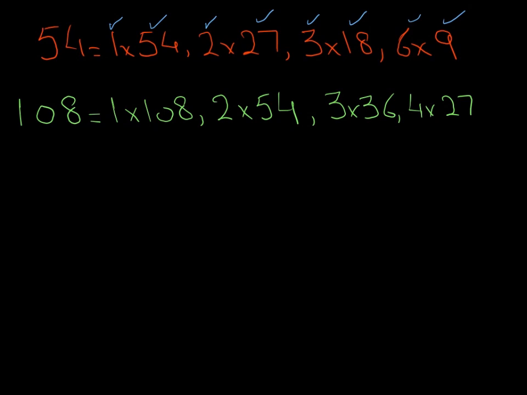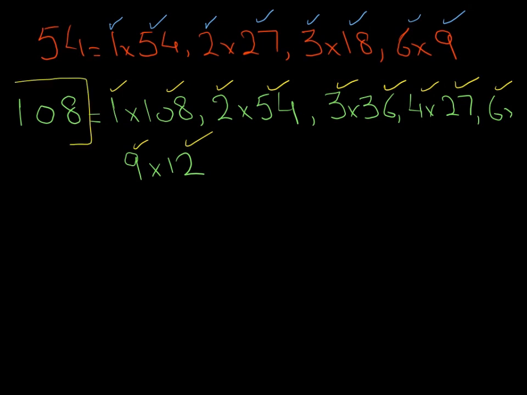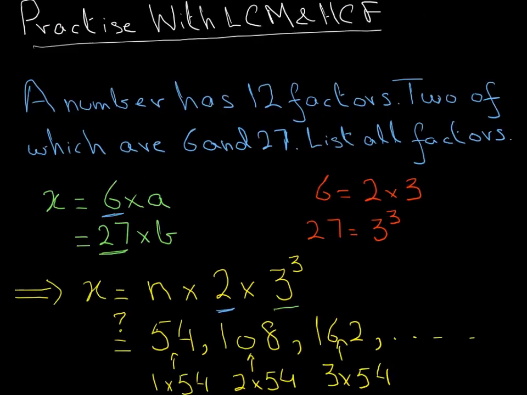It's going to be 6 times 18. And it's going to be 9 times 12. So all of these turn out to be 108. So let's start counting. This is going to be 1, 2, 3, 4, 5, 6, 7, 8, 9, 10, 11, 12. Bingo! The answer is 108. So the mystery number is 108, and we have managed to solve the problem.